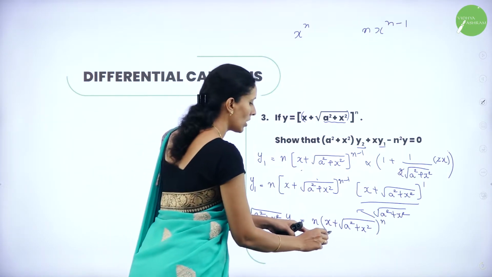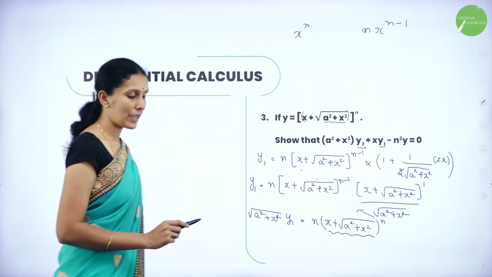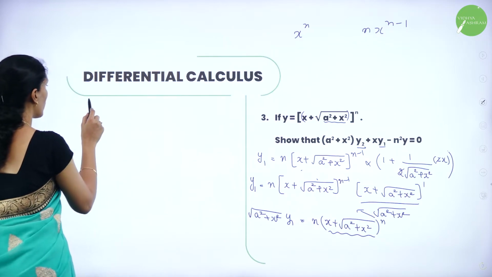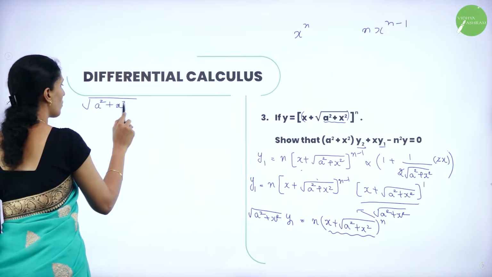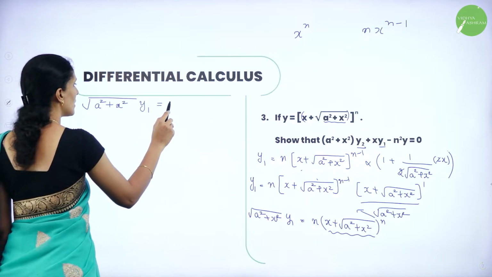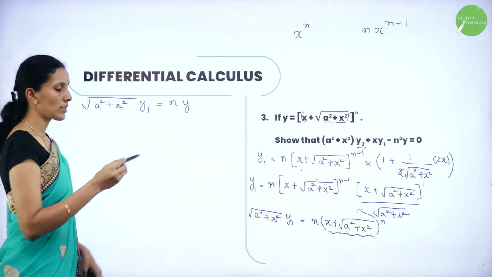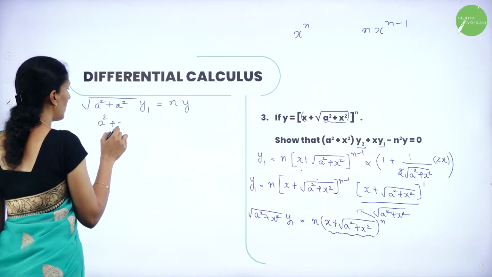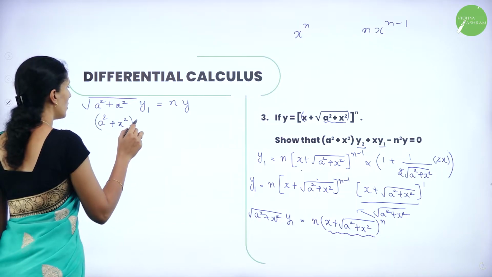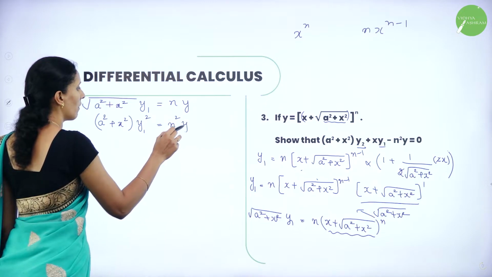What is this actually now? (x plus root of a² plus x²) whole to the power n is nothing but y. So here root of a² plus x² into y1 is equal to n into y. Now square on both sides to remove the square root. So here this becomes (a² plus x²) into y1² is equal to n² y².